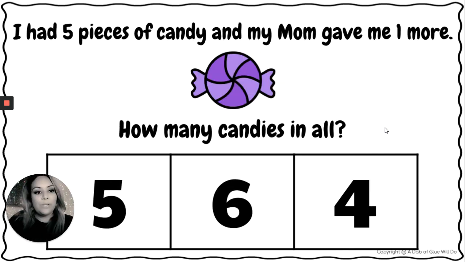Here's the next story. I had 5 pieces of candy and my mom gave me 1 more. How many candies in all? You can count the fast way. 5, 6. How many candies did I have total? That's right, 6.